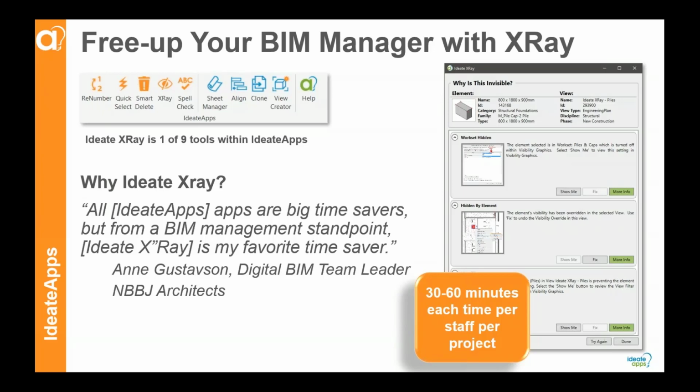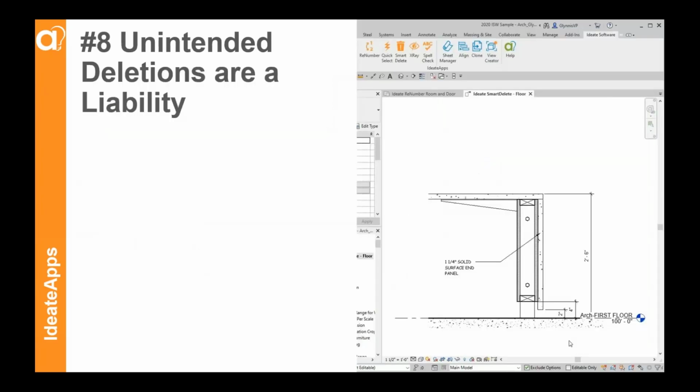And so on average, customers have told us that they are saving between 36 minutes each time a staff member on a project has a problem. So when you add that up, if you really think about the time that you are wasting looking for that kind of stuff, it really has a very high ROI, I think.